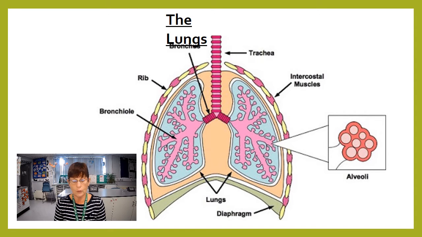So first of all, this is what your lungs look like inside. As you can see, you've got the trachea, which is a tube going down with rings of cartilage. You've got the bronchus, and around you've got the ribs, and then the bronchus branch off into bronchioles, and you've got the diaphragm at the bottom. And in between your ribs you've got intercostal muscles.